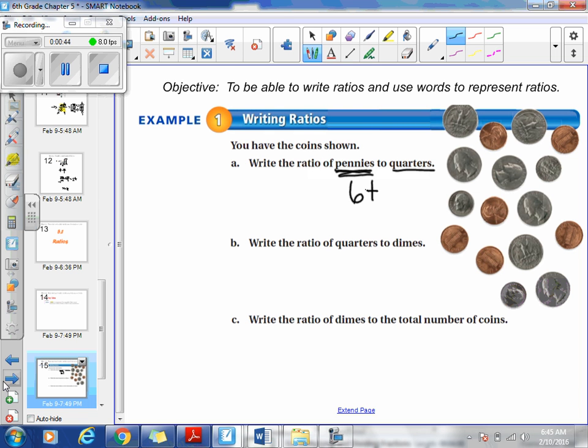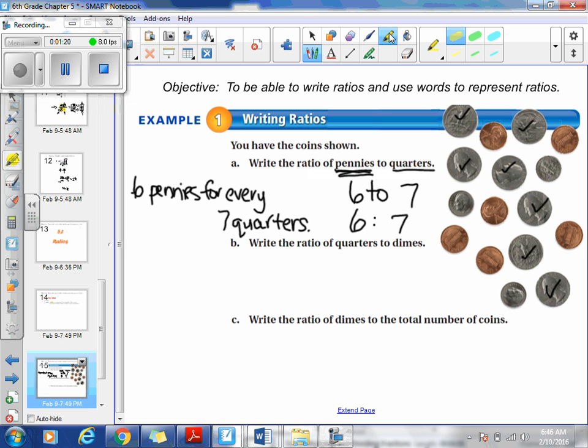The number of quarters that I see is 1, 2, 3, 4, 5, 6, 7 quarters. So we'd say the ratio of pennies to quarters is 6 to 7. We could also write that with a colon, 6:7. Now, on your assignment, exit quizzes, and tests, there are going to be cases where I ask you what that means. So here are a few examples of what that means.